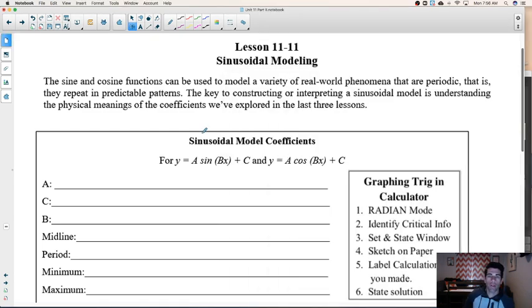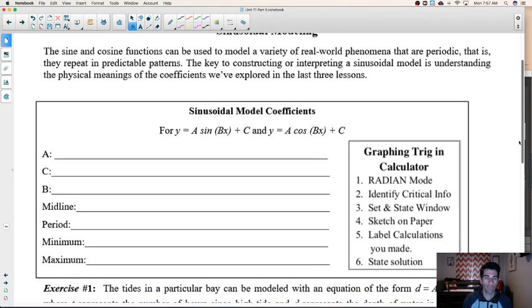Mr. Cornell here, ready to go over some sinusoidal modeling with you. I'm looking at some real-world problems and how they use these sine and cosine models and what they do for them. All right, so let's recap everything that we've done so far and make sure that you have everything you need down.